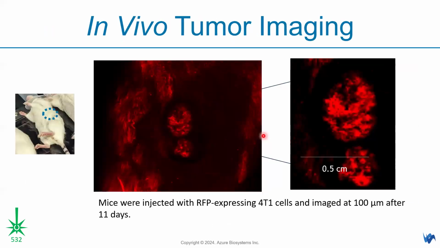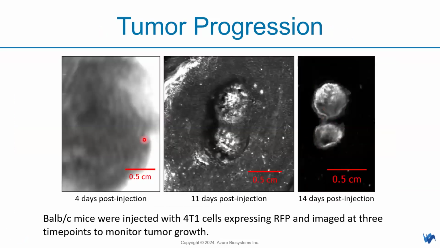So this is an example of in vivo tumor imaging that we've done. The tumor is actually on the side that is facing the glass scan bed. We have 4T1 cells expressing red fluorescent protein, imaged at 100 micron resolution. These are tumor progressions: 4 days post-injection, 11 days post-injection, and 14 days post-injection. This is harvested, so we try to tally the growth compared with the ones that we scanned at the time points.